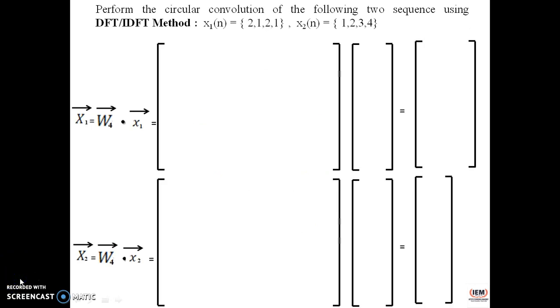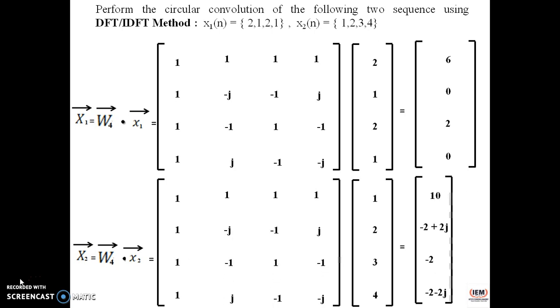For the individual case, first we write the phase part, that is the twiddle factor based N by N DFT matrix, and then the x1 sequence, and we get the result for the first sequence. The same method is followed for the second sequence, that is the case of x2. Now we get the result for capital X1 as 6, 0, 2, 0 and for capital X2 as 10, minus 2 plus 2j, minus 2, minus 2 minus 2j.